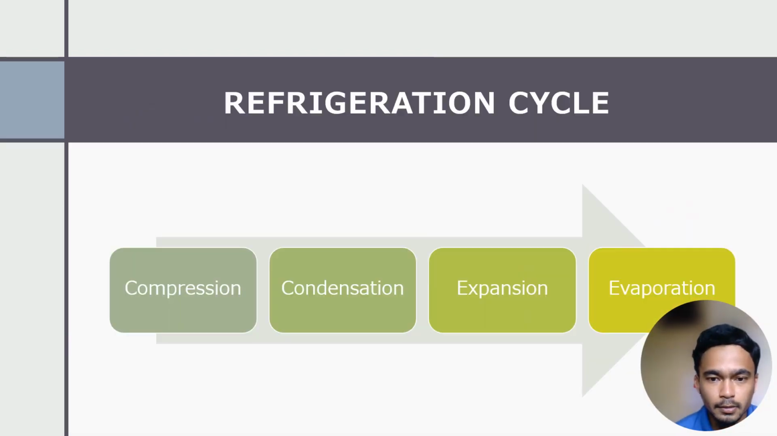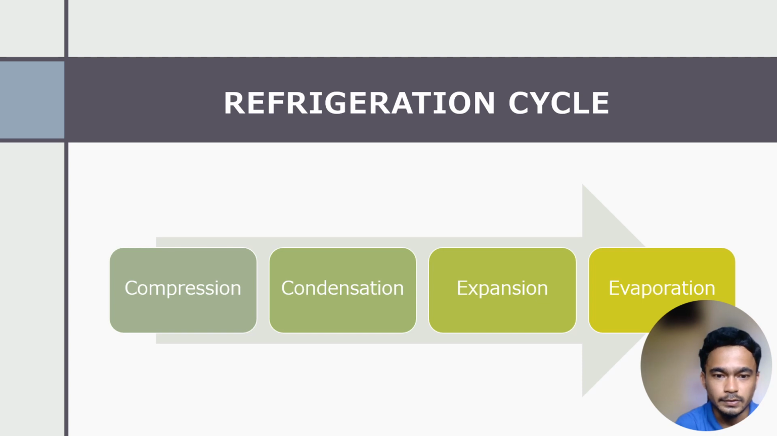So for the first thing, before we talk about the refrigerant itself, I will discuss the refrigeration cycle, which involves the movement of refrigerant starting from the compressor into the condenser and then the expansion valve, and lastly the evaporator.